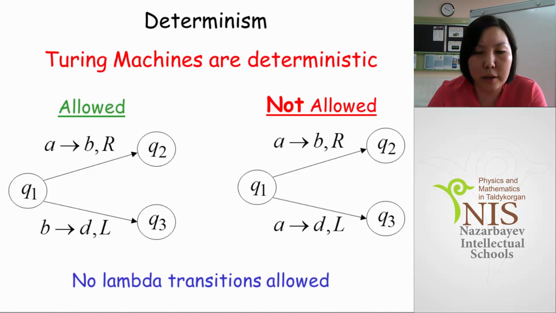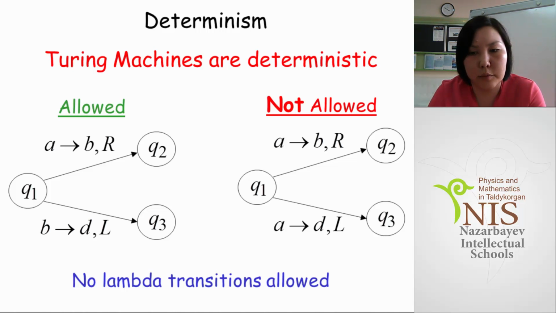In the state Q1, if the head sees B, it has to change to D, move left, and change the state to Q3. This action will work on the Turing machine. But another diagram on the right will not work on the Turing machine. Why do you think it is so?